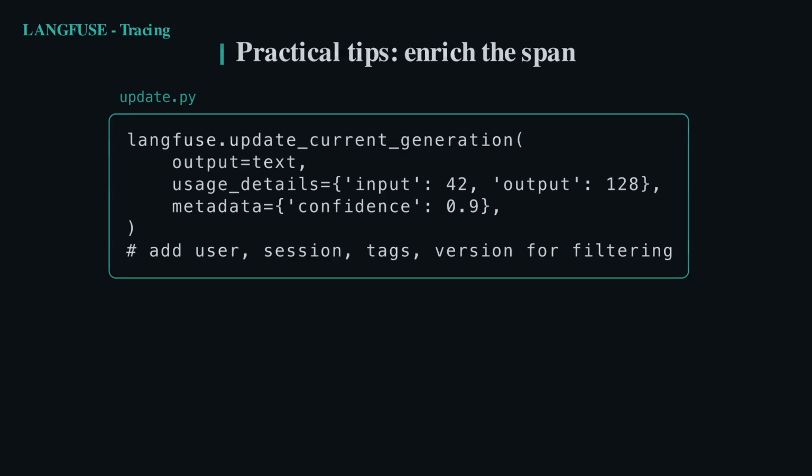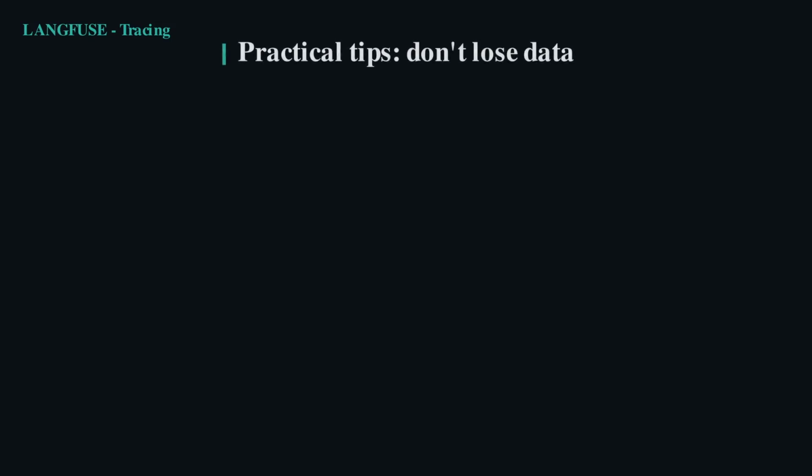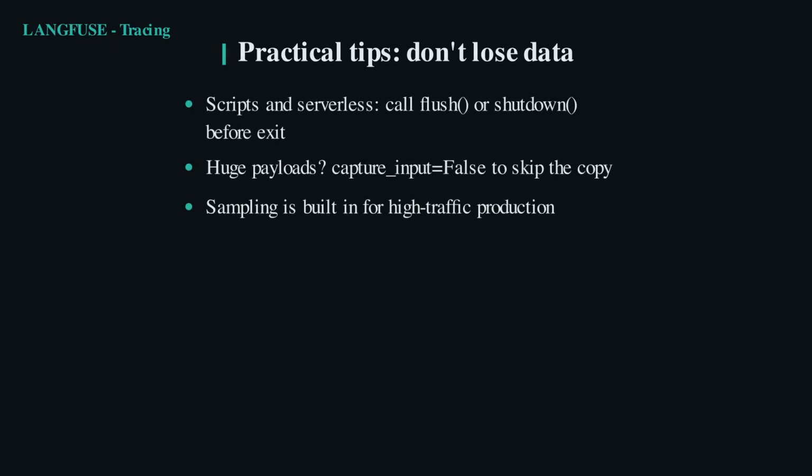The SDK ships spans in the background for speed, so in a short script or a serverless function, flush before exit or the process dies with data still buffered. For large prompts, turn off input capture to save overhead and lean on sampling when traffic is high.